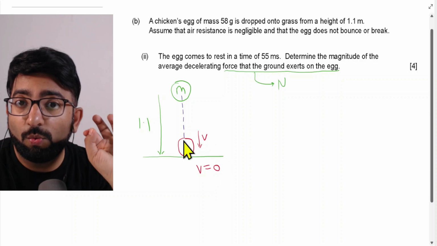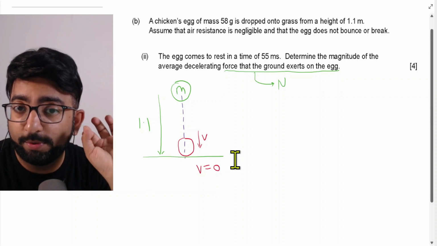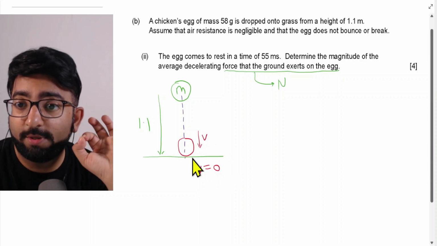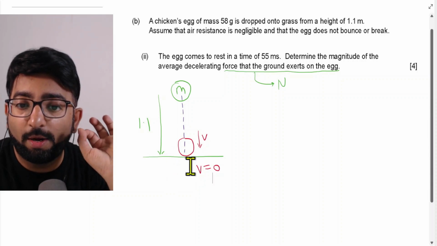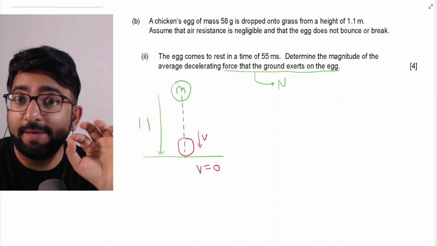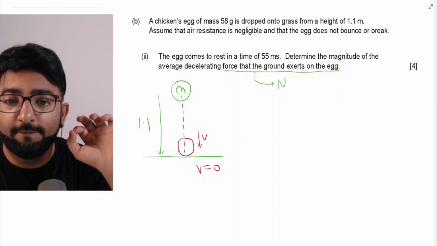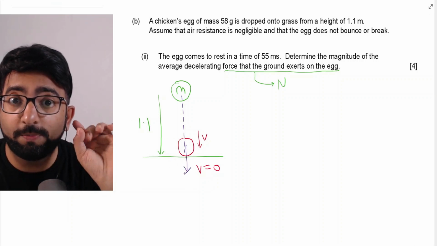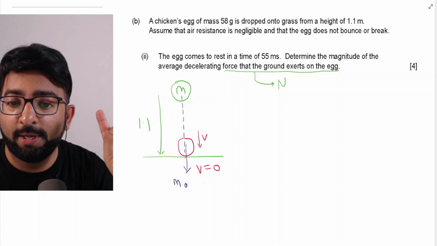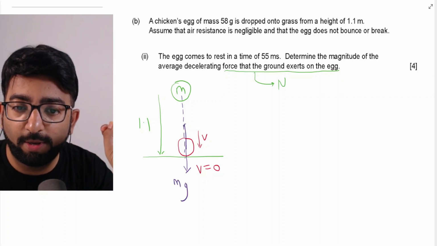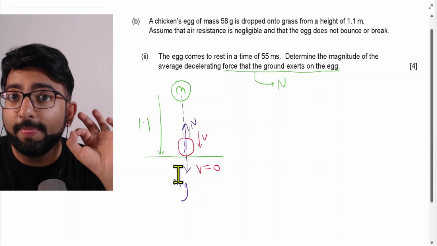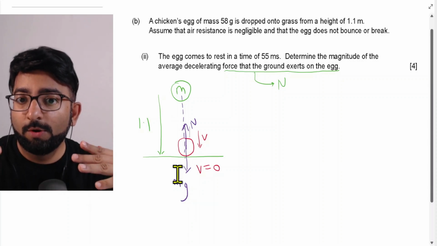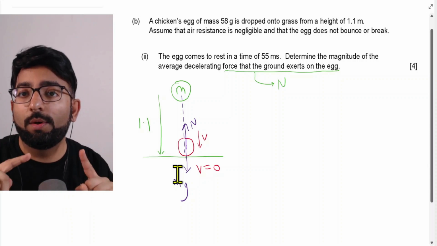And we need to figure out, once the egg makes contact with the ground, how much force the ground exerted on the egg. So if we draw the free body diagram of the egg when the egg is in contact with the ground, we have mg, the weight of the object, always acting downwards, and then we have the normal reaction acting upwards. Now, ordinarily in normal situations, when the egg is kept on the ground, normal reaction and mg will be equal to each other.